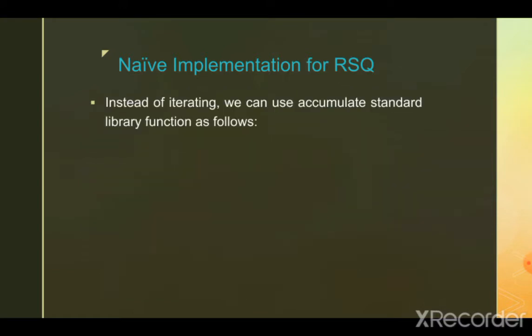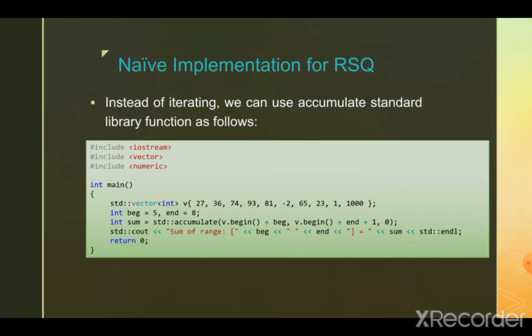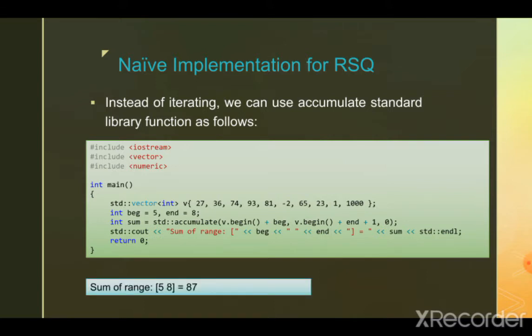Now this naive implementation can be modified to make use of accumulate standard library function as well as follows. So instead of iterating, we are now calling the accumulate standard library C++ function, which is available in numeric header. This also produces the correct output as 87. Now both these naive approaches, they are iterating, and their time complexity is proportional to the size of the range. That's why they are called naive implementations.